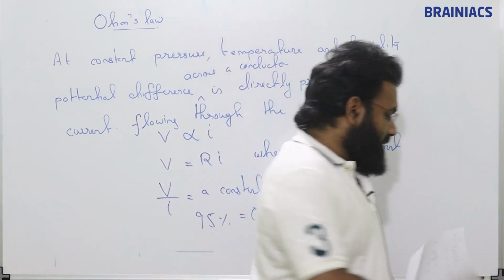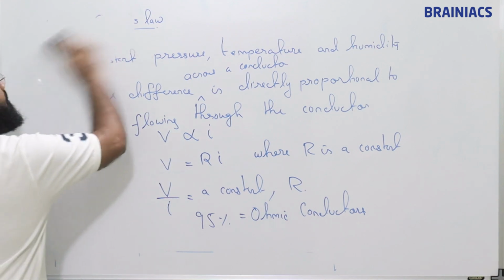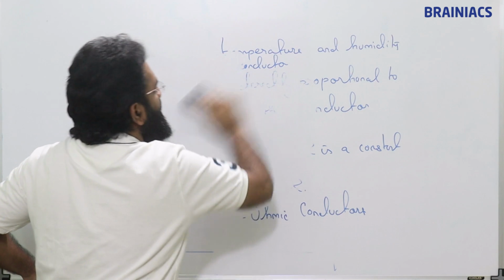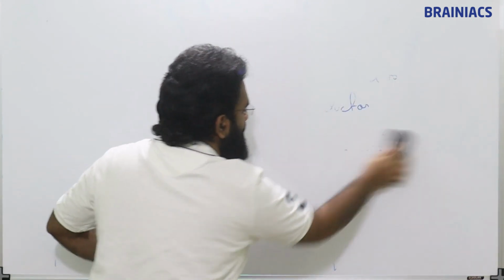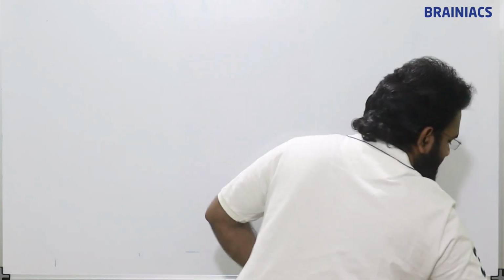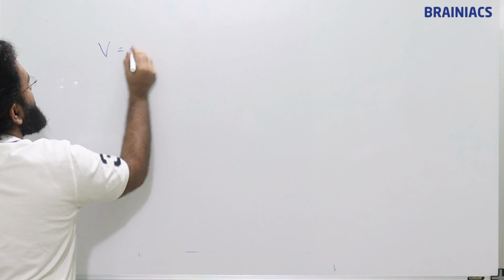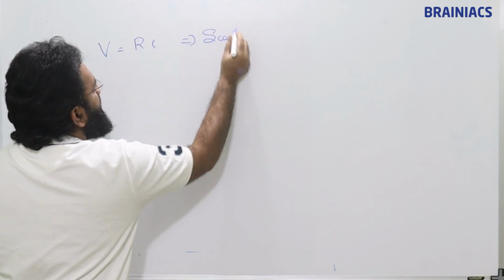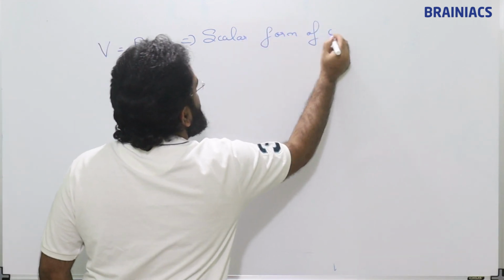So this is Ohm's law. Now we will see V is equal to IR, or V is equal to RI. This is the scalar form of Ohm's law.